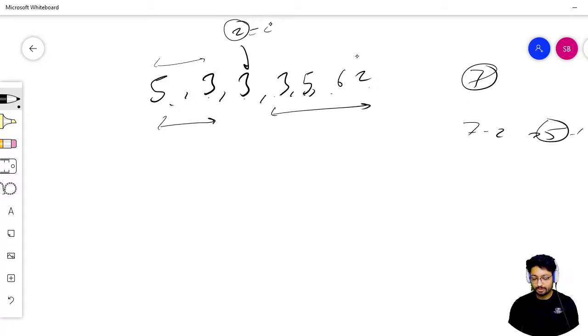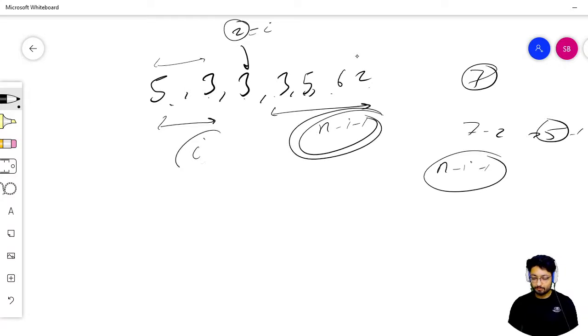If the index you are on is i, then n minus i minus 1 is the number of numbers after you, and i numbers are before you. You just have to check that both of these numbers are greater than or equal to time, because that many numbers should be present. The first thing is done.